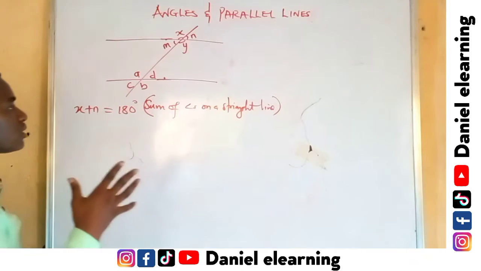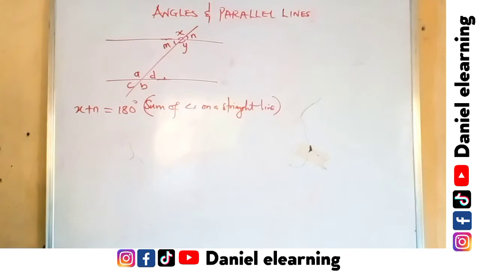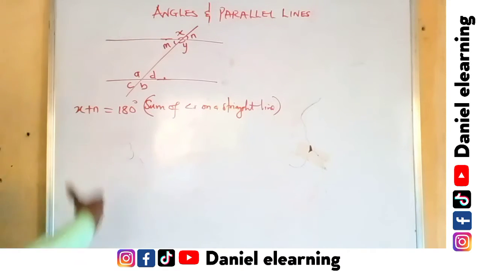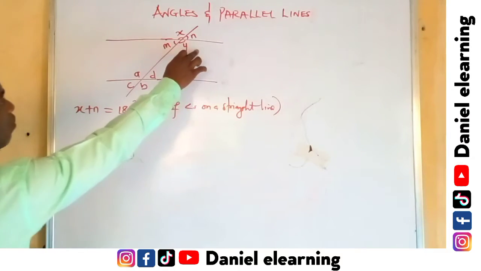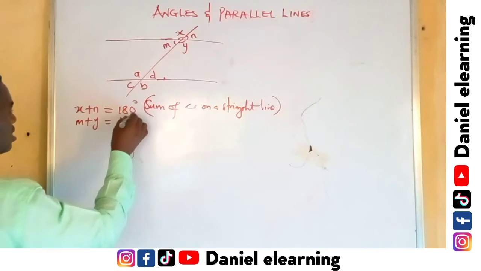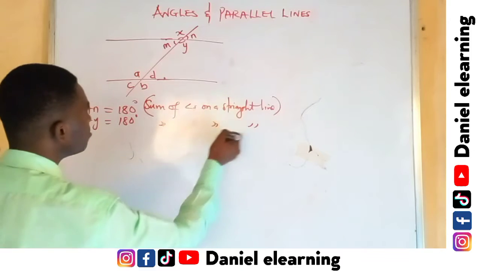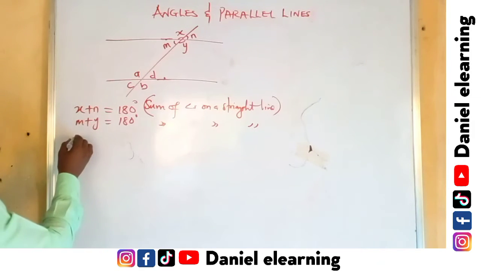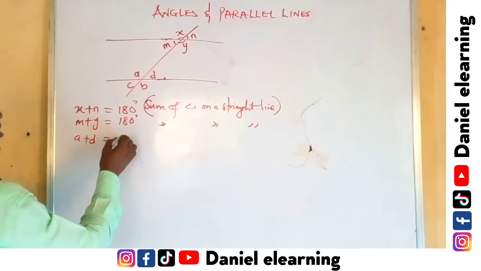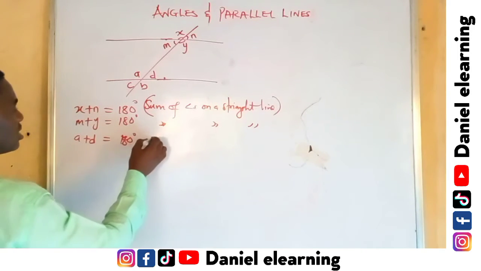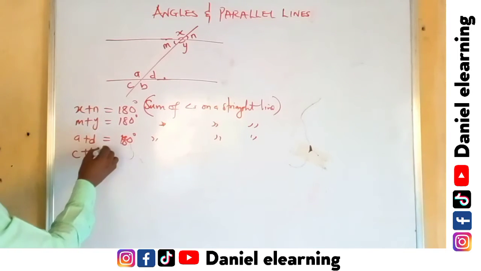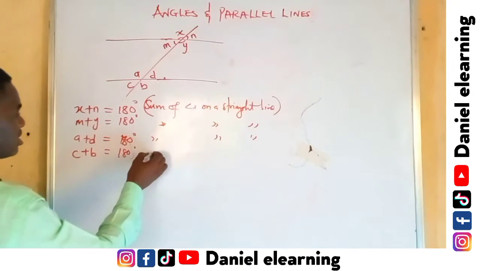Alright, so another type of angle that could form angle on a straight line, there are many angles here that could form that. n plus y is also giving us 180 degrees, for the same reason. Another one is A plus D, still the same reason, 180 degrees. Another is C plus B, 180 degrees, still the same reason.